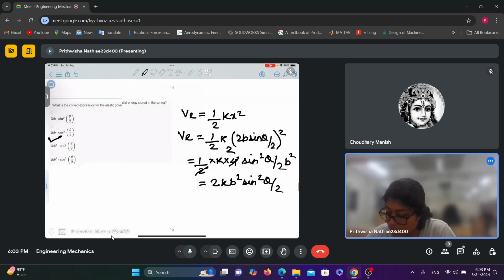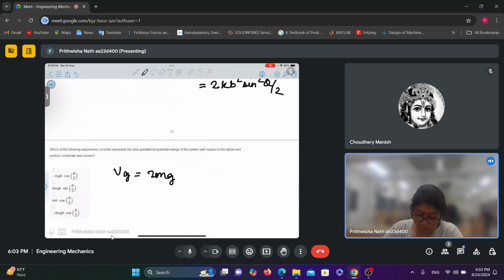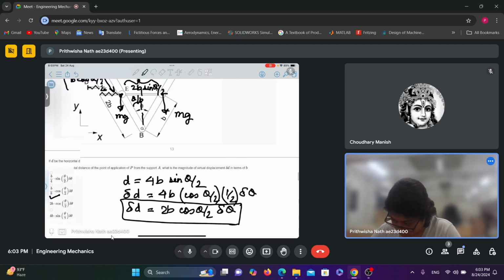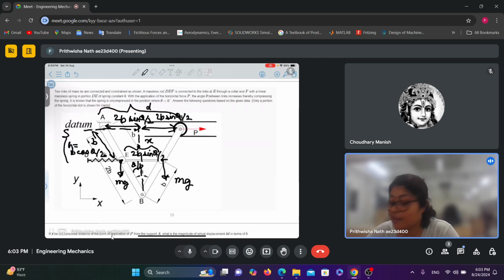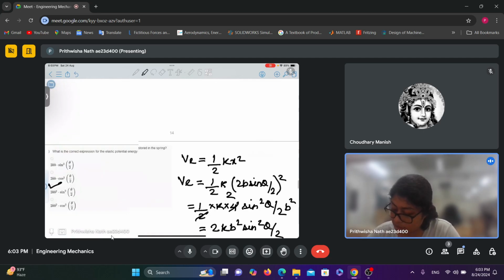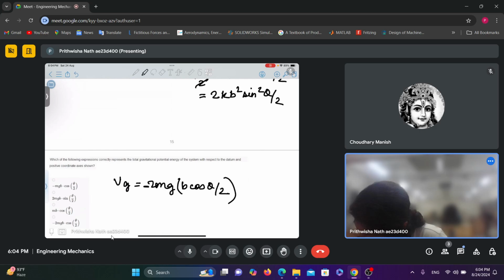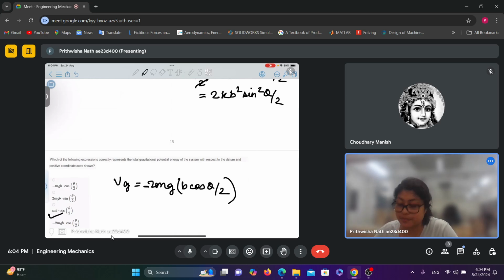So the potential energy would be mg into b cos theta by 2, and minus, because it is below the datum level. See, this is the datum level, so mg is acting below it, so it will be minus 2 mg b cos theta by 2. So this is the correct option.